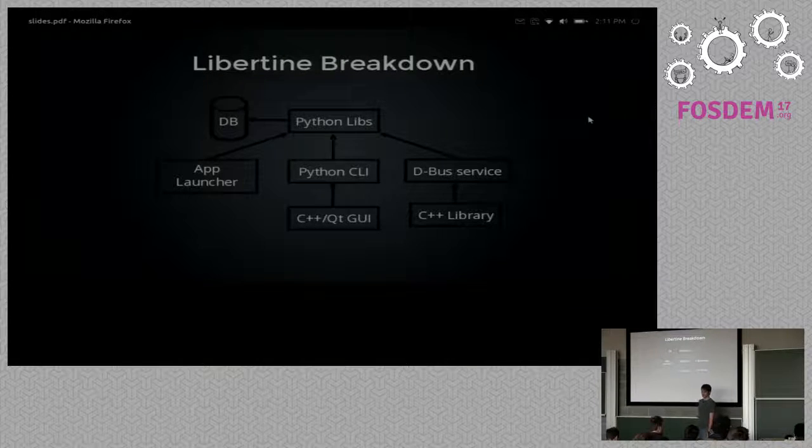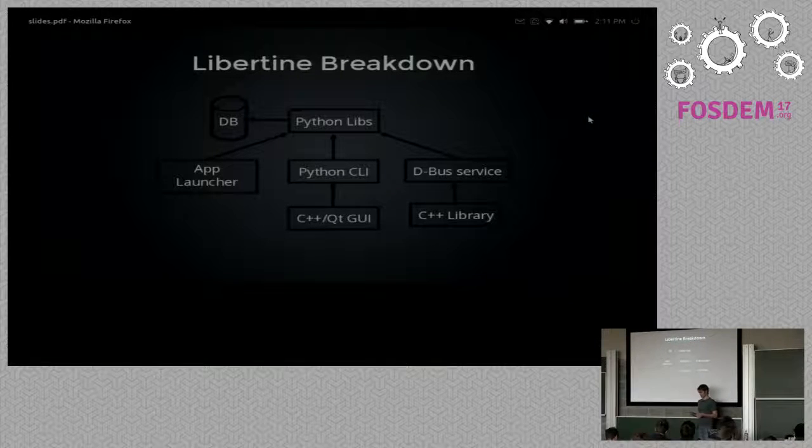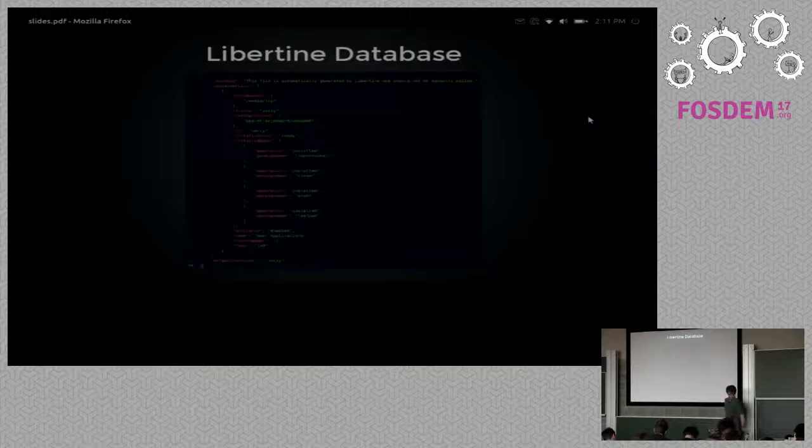The Libertine suite has many parts to abstract away the underlying implementation of classic Ubuntu as best as possible: a C++ library and GUI, a Python launcher for command line interfaces, and tools to control other aspects like launching xMir and controlling a clipboard. I'll go over a few of these now. Again, a little difficult to see. This is just JSON, dictionaries and arrays and all the good JSON stuff.